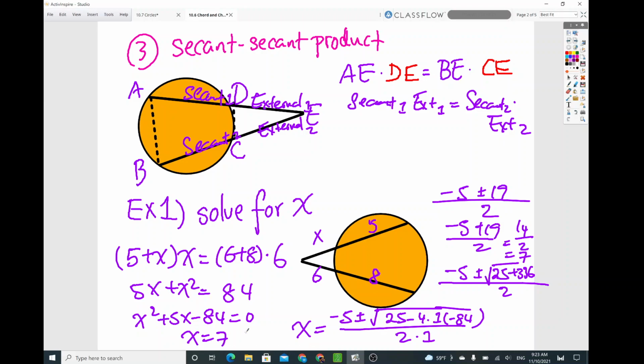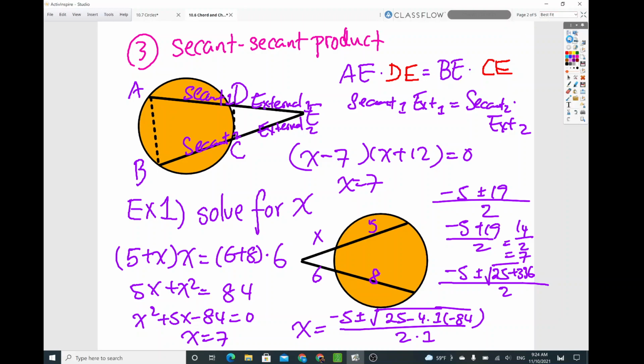We could also try to factor this, probably by dividing by 7. Once you divide it by 7, it would be factorable, with 12 and 7. So instead of using the quadratic formula, it can be written as x minus 7 times x plus 12. So x equals 7.